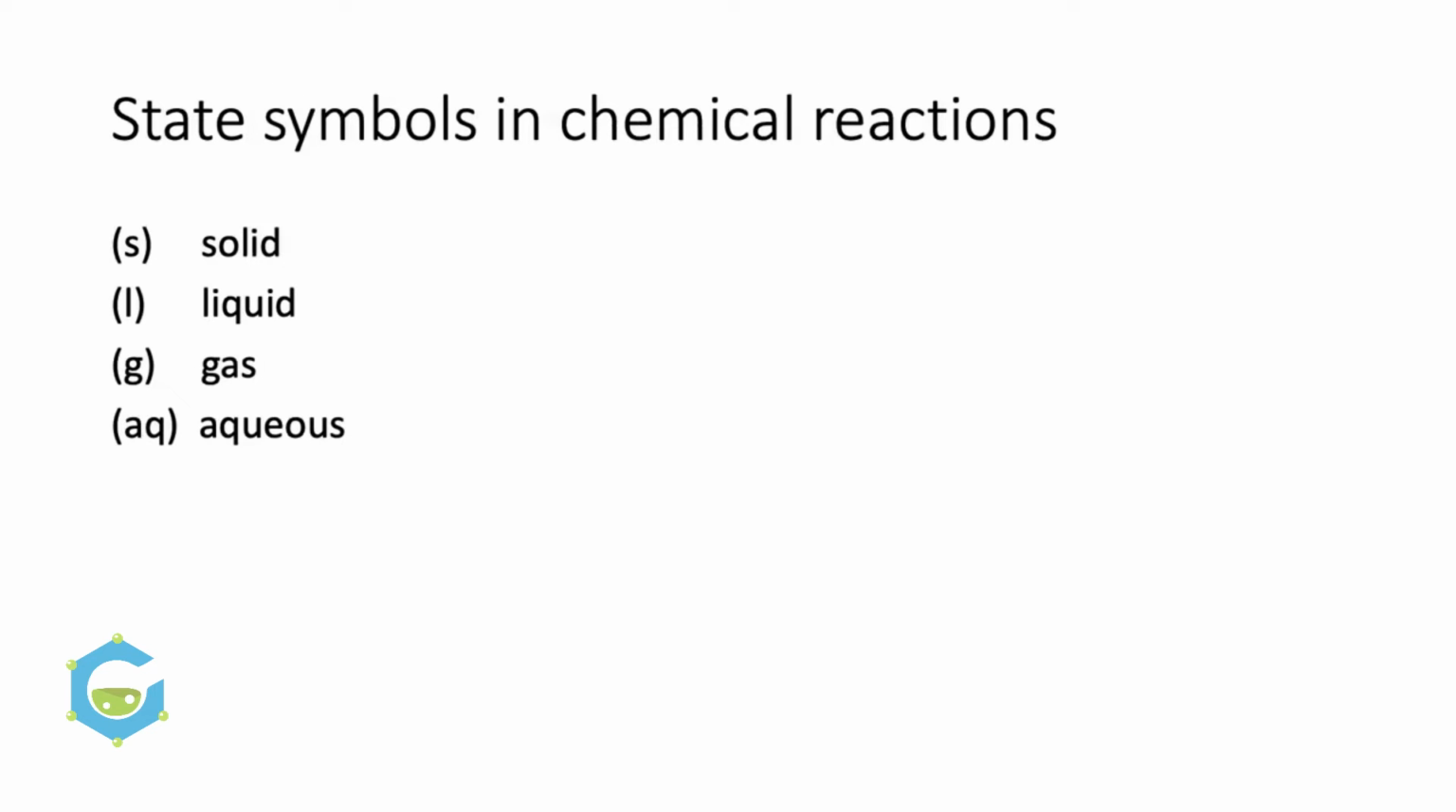Basically, I'm referring to what we call state symbols. When you think about states of matter, you almost always think about solid, liquid, and gas, but we have here a fourth state symbol that we use quite a bit, which is aqueous, AQ. I'm pretty sure you know what solid, liquid, and gas are. Aqueous means dissolved in water. And so what we're going to do is write these after each of our reactants and products.